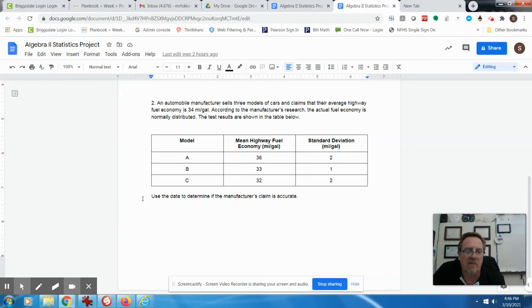The question that we're supposed to answer here is to use the data to determine if the manufacturer's claim is accurate. So they're saying that they have 3 vehicles and that the average fuel economy on these is 34 miles per gallon on average with all of their vehicles when you look at the entire fleet. Let's start off by analyzing each of these models independently.